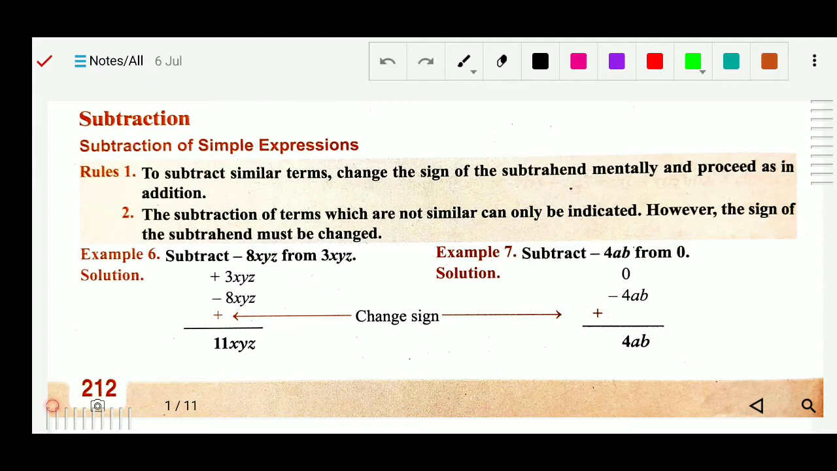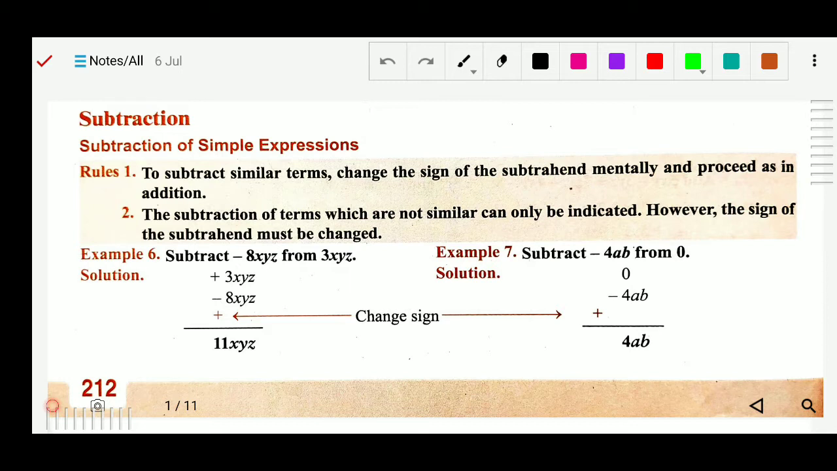Earlier we have studied how to add simple expressions, how to write an algebraic expression, what a coefficient is, the degree of a polynomial, what polynomials and monomials are. We have already studied these things. Now, in this exercise, we will study how to subtract simple expressions.